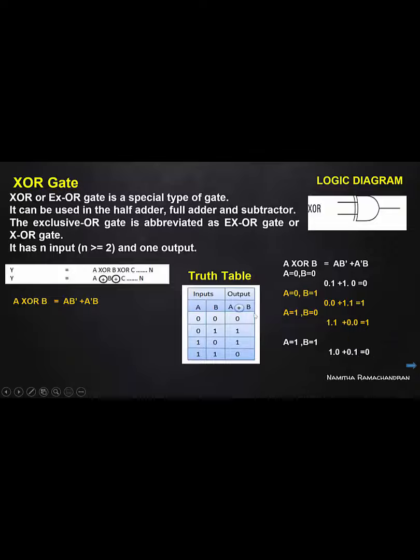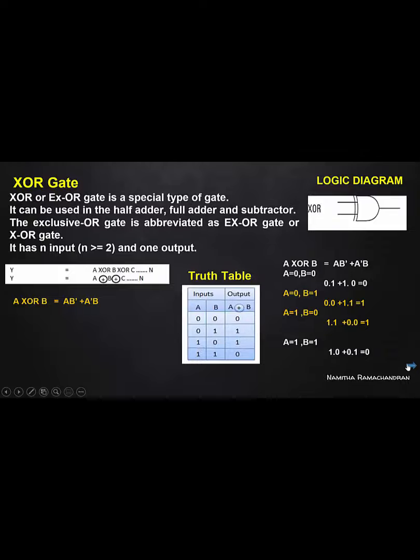So from the truth table of XOR gate, it is clear that XOR gate generates an output equal to 1 if only one of this A and B input becomes active. If both equal to 0 and both equal to 1, then A XOR B generates 0 as the output. Either A equal to 1 or B equal to 1, then it generates an output equal to 1.